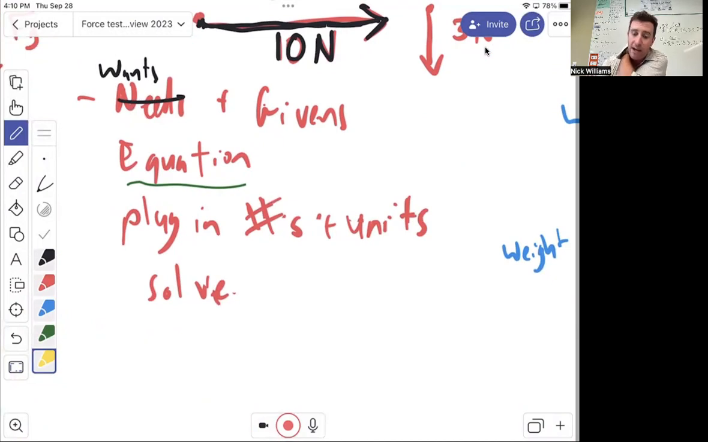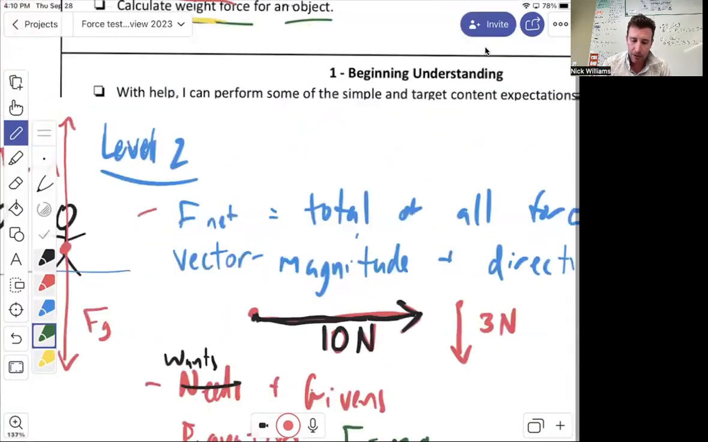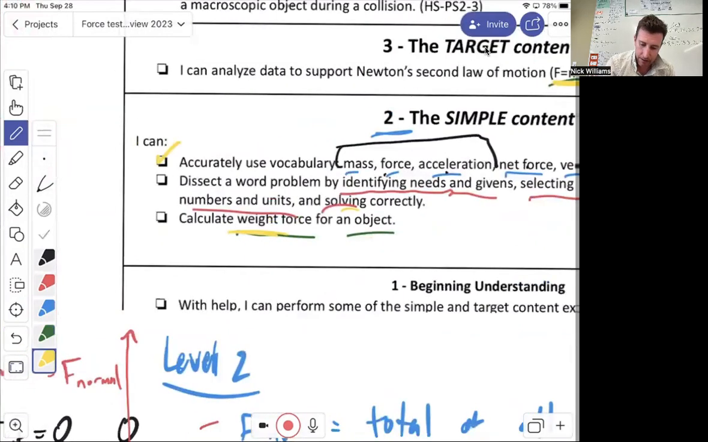Then you're going to give an equation. An equation, for example, would be F equals ma. That's using variables only, no numbers at that point. Then you can plug in your numbers and units. And then finally, you multiply or divide and solve. Okay, so that is that one. We're good to go there.